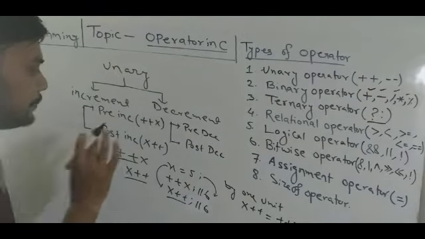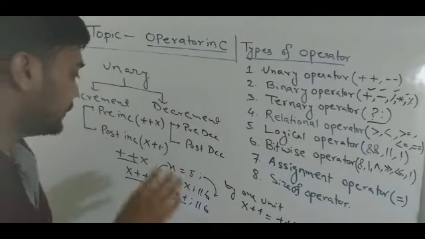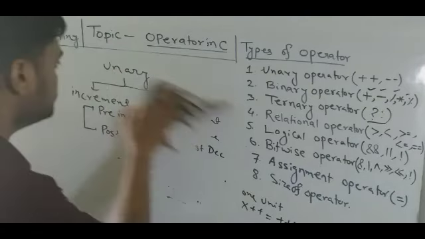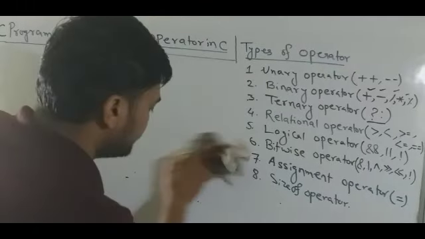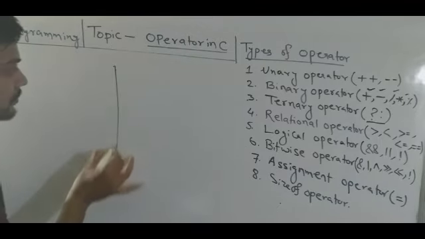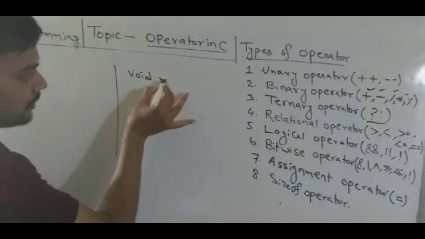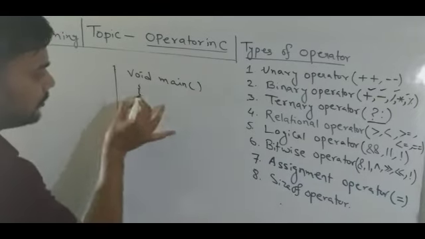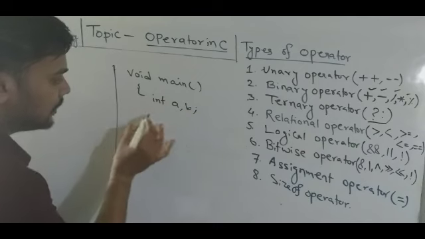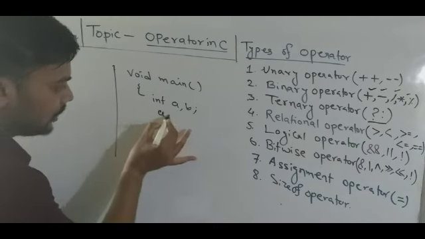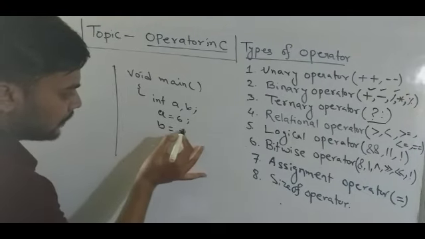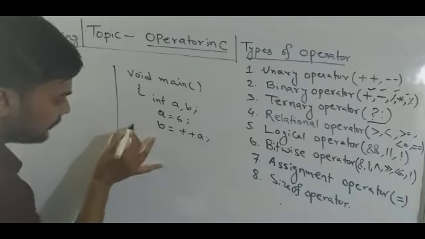तो देखिए, प्री एंड पोस्ट इंक्रीमेंट में कुछ डिफरेंस है. इसको समझने के लिए वी टेक वन एग्जाम्पल. द एग्जाम्पल इज, वी टेक वन प्रोग्राम इज void main. इसके बाद दोस्तों, we declare two variables int a comma b. A equal to 6 and b equal to plus plus a.